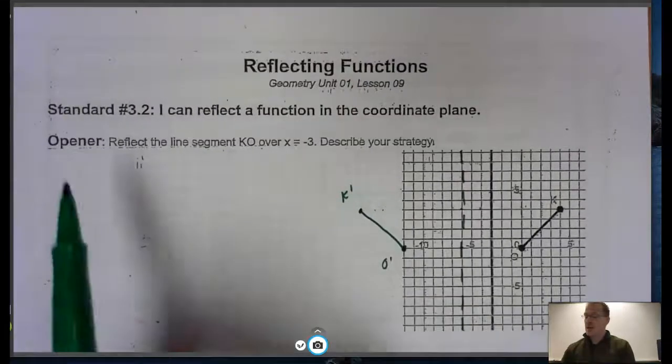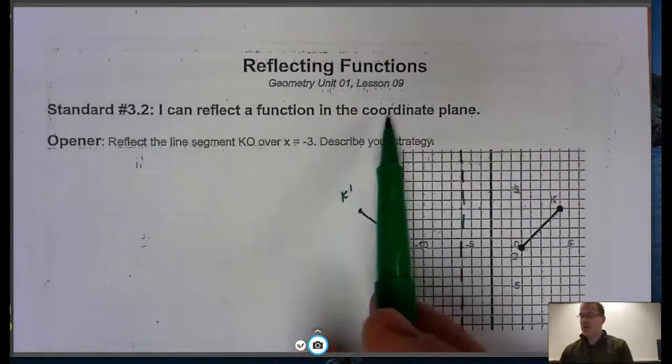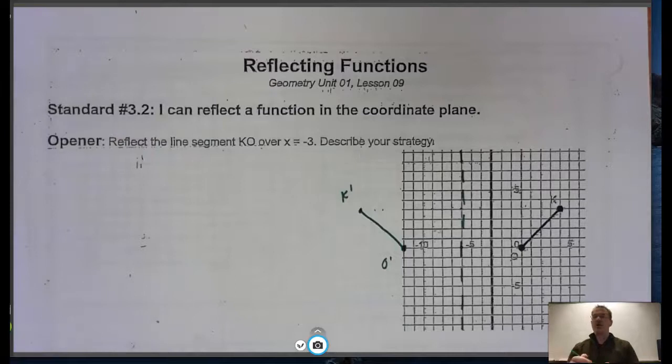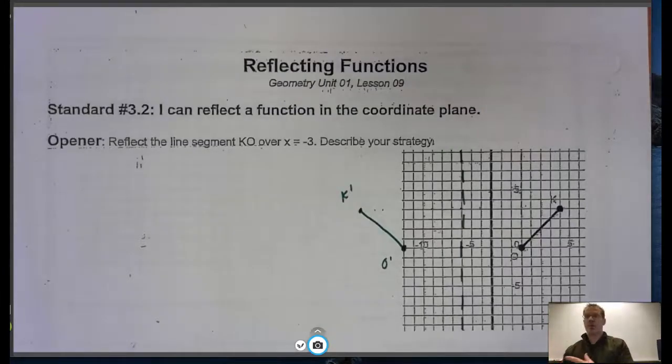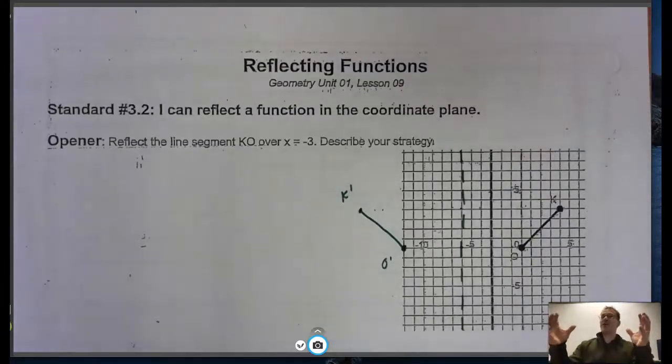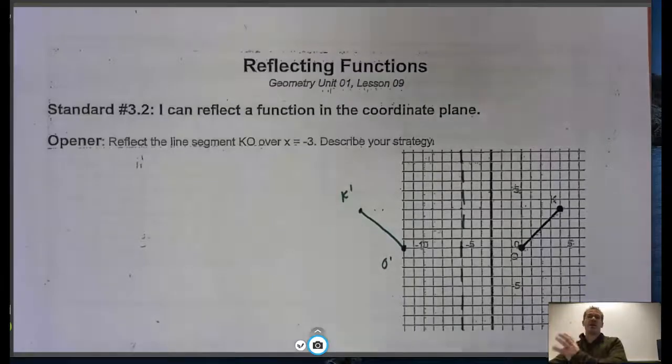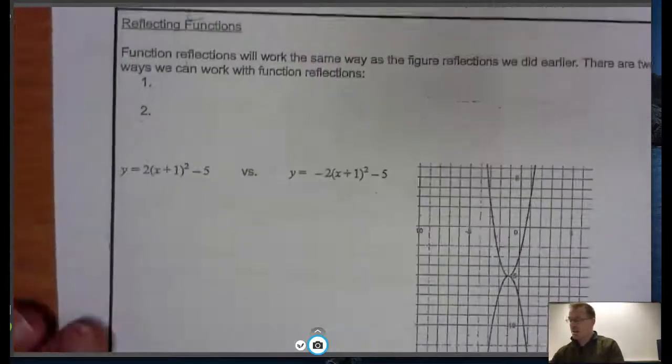And when we look at standard 3.2 here, I can reflect a function in the coordinate plane. That same thing is going to happen. So when we reflect a function, that distance is going to be preserved. We should get the exact same graph. It's just going to end up in a different position depending on how we reflect it. So now let's look down here at the notes.